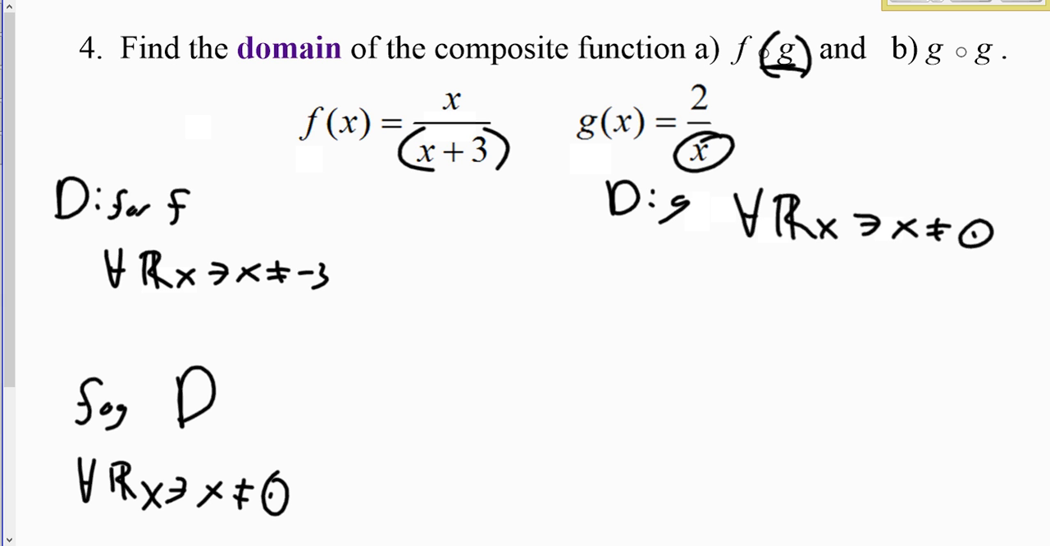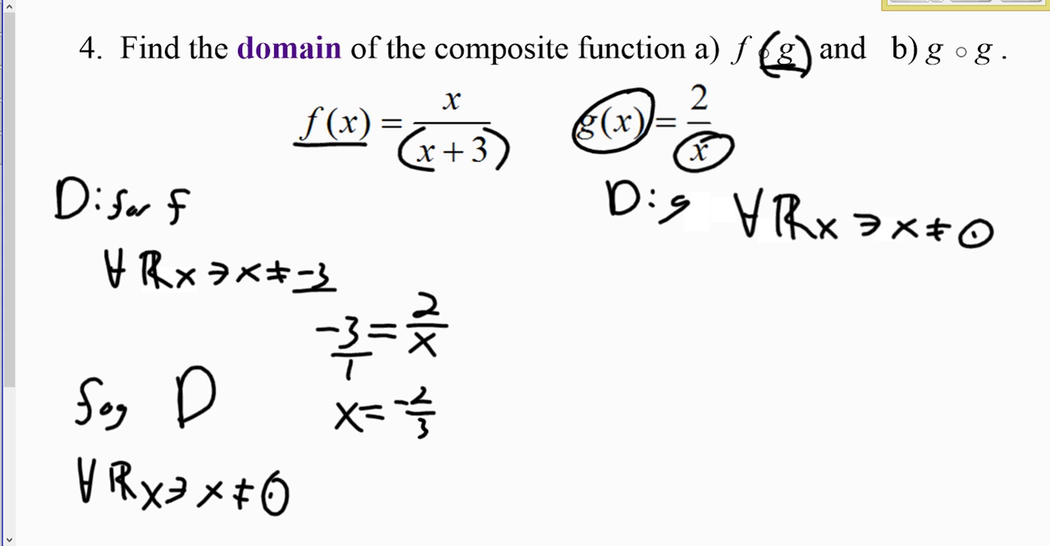Okay, for f, our inputs for f come from g. So for f, I cannot have things equal to -3. That means I cannot get an output from my g of x to be -3. So -3 cannot be equal to my g of x, which is 2 over x. Well, when does that happen? So if I solve this out, I solve that x is equal to -2/3. Well, actually, we're saying when they can't be equal to that. So not only can it not be equal to 0, but it can't also be equal to -2/3.